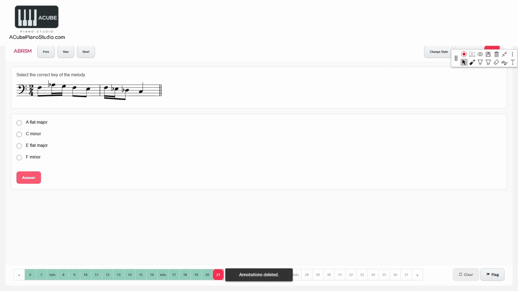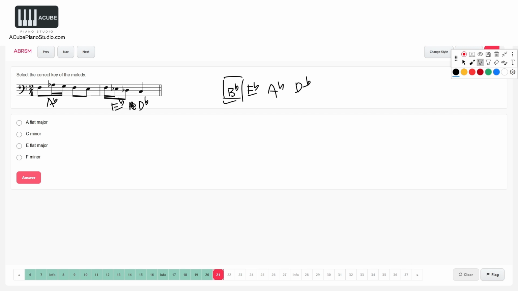Moving on to this one here. You're asked to select the correct key again. So you have these flats. Let me write out the flats. You have A flat, E flat, and D flat. But the first flat you must have in any key signature is B flat, and we don't see any B here, so there's no B flat. After B is E, A, D. So if you have such a key signature, it's either A flat major or F minor.